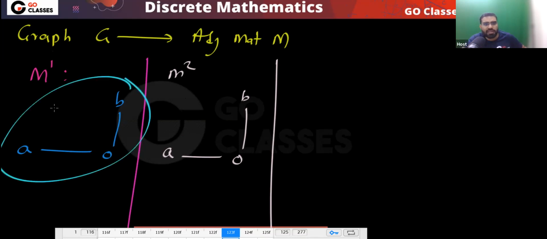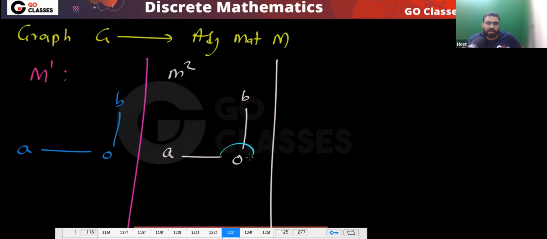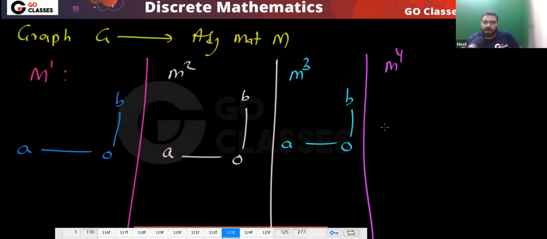So there is no walk of length 1 and no walk of length 2 between A comma B. In M power 3 also, this is 0. Now what does it mean? No walk of length 3. Suddenly, in M power 4, this value becomes non-zero. I don't know what it becomes, but it becomes non-zero.